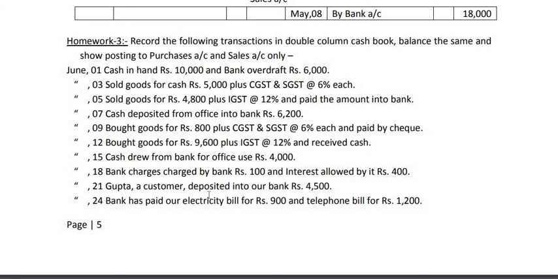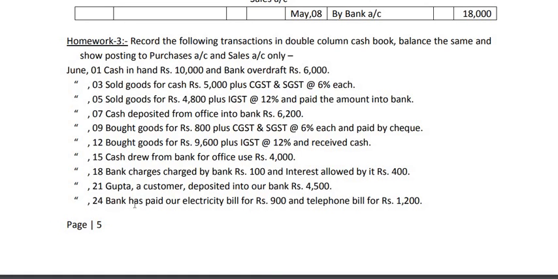Then Gupta, a customer, deposited into our bank rupees 4500. Here somebody is depositing cash rupees 4500 into our bank account. So the entry will be bank account debit to Gupta. So we will write in the debit side to Gupta in the bank column rupees 4500.